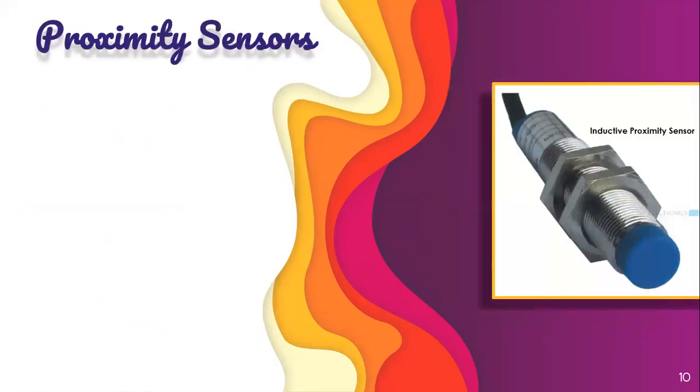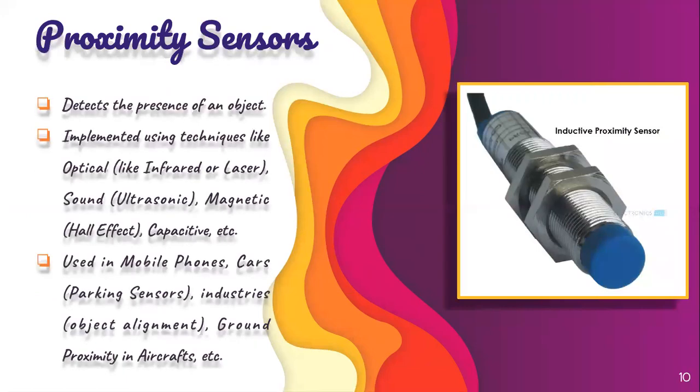The second one is proximity sensor. It detects the presence of an object. It is implemented using techniques like optical, using infrared or laser, or sound waves like ultrasonic waves, or magnetic using Hall effect, or capacitive. It is widely used in mobile phones, cars, especially in parking sensors, in industries for object alignment and ground proximity in aircrafts.